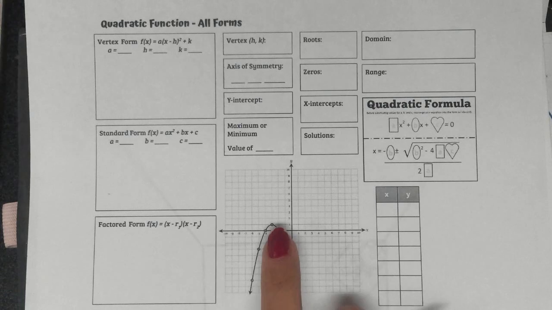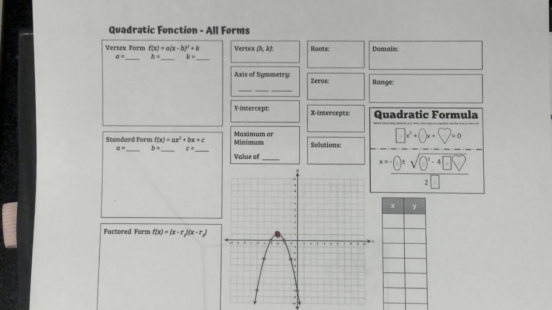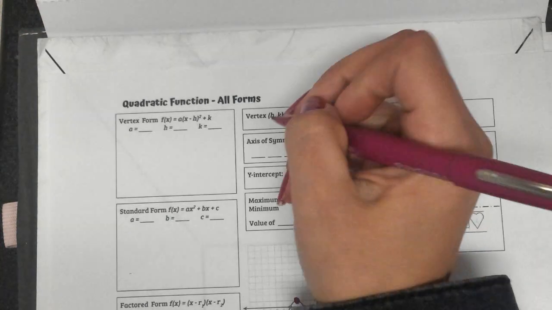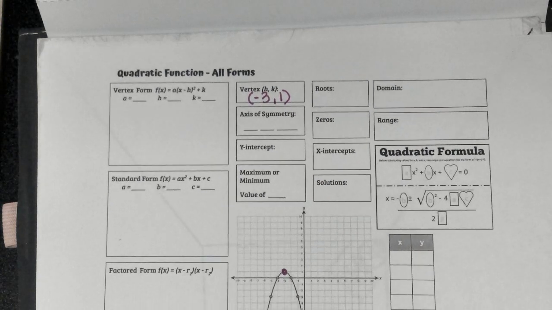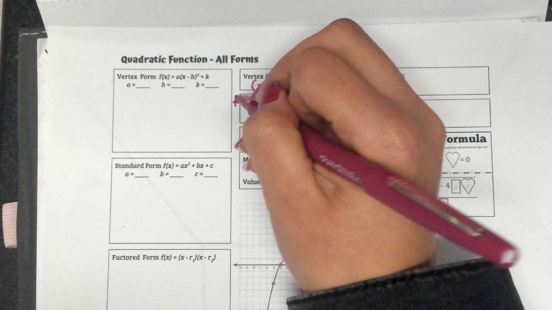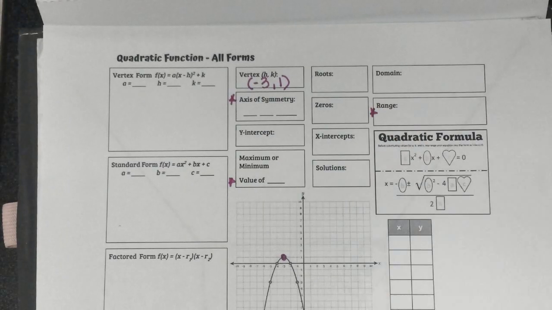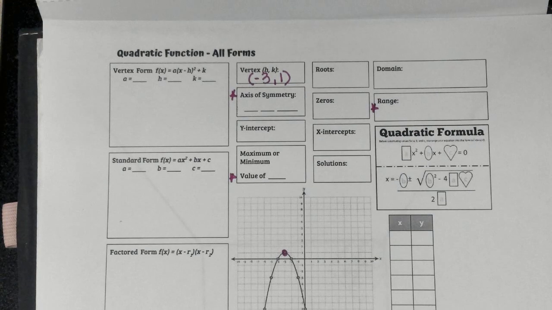I always like to start off in a parabola by looking at the vertex. Here is my vertex. My vertex is at -3, 1. Because your vertex can tell you so much on all this. It gives you your axis of symmetry, it gives you the value of either your maximum or minimum, and it helps you with your range, knowing all that information.